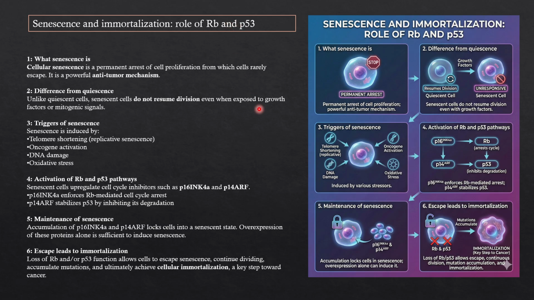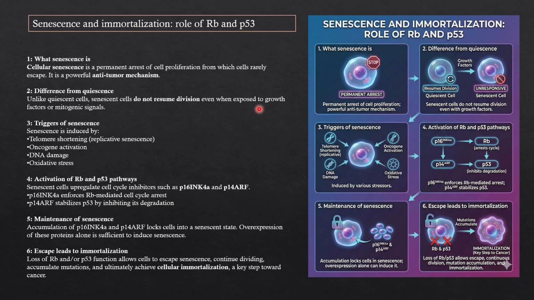Senescence and immortalization involve the roles of the RB and p53 proteins. Senescence is basically a permanent arrest of cell proliferation from which the cells rarely escape, and it is a powerful anti-tumor mechanism. Unlike quiescent cells, senescent cells do not resume division even when they are exposed to growth factors like mitogenic signals. Senescence is induced by telomere shortening, oncogene activation, DNA damage, and oxidative stress.